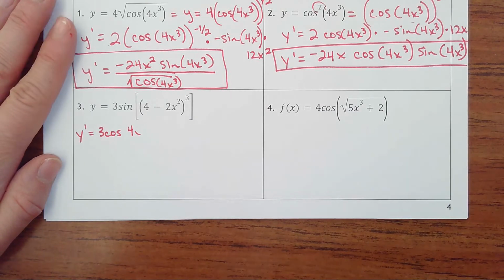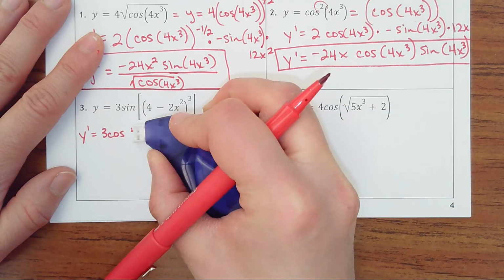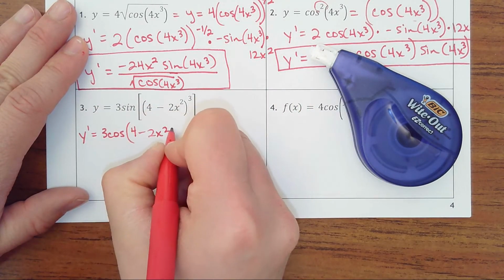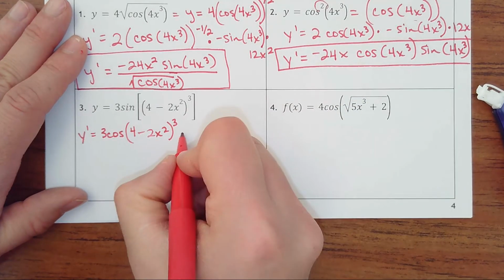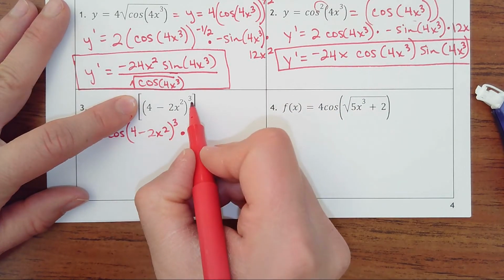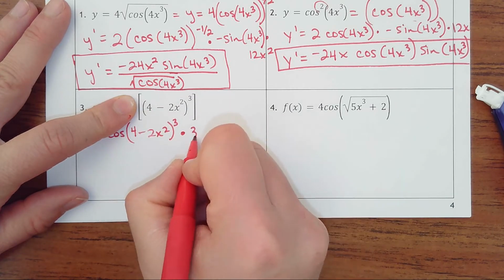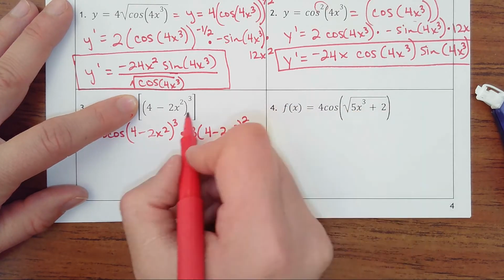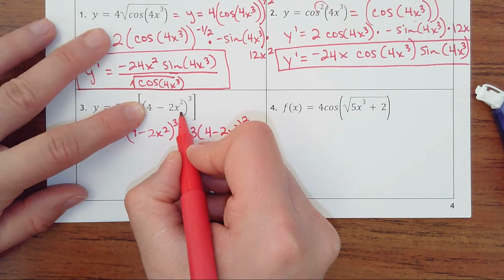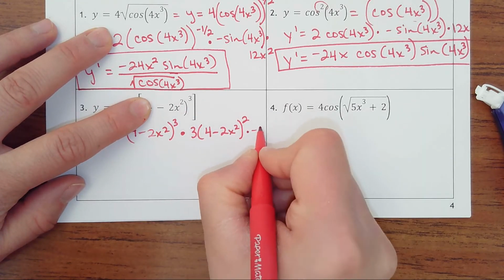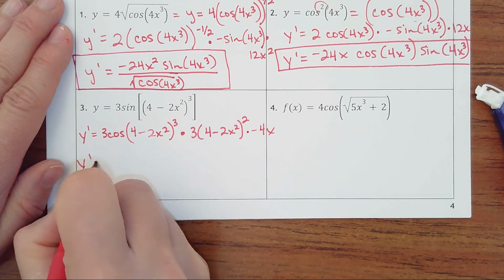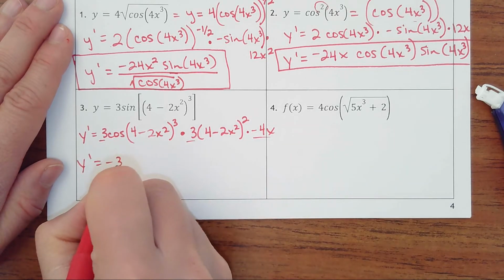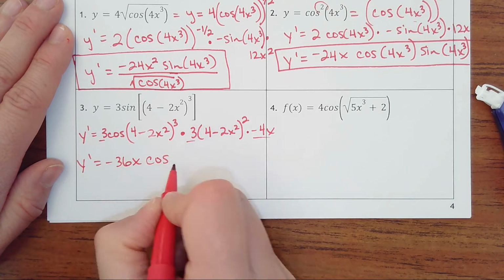4 minus 2x squared to the 3rd power. Times, now we want to think about this inner function, bring the 3 in front using our power rule, times 4 minus 2x squared, subtract 1 from the power, and then times the derivative of the inner function, which would be negative 4x. Okay, so if you want to fix that a little bit, we got 3 times 3 is 9, times negative 4x would be negative 36x cosine.